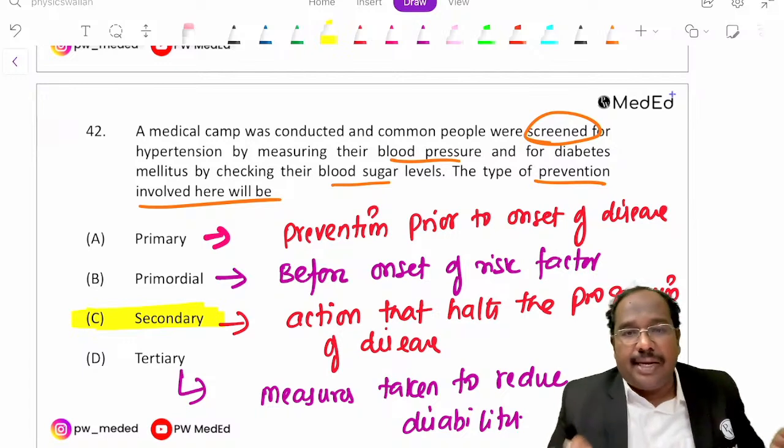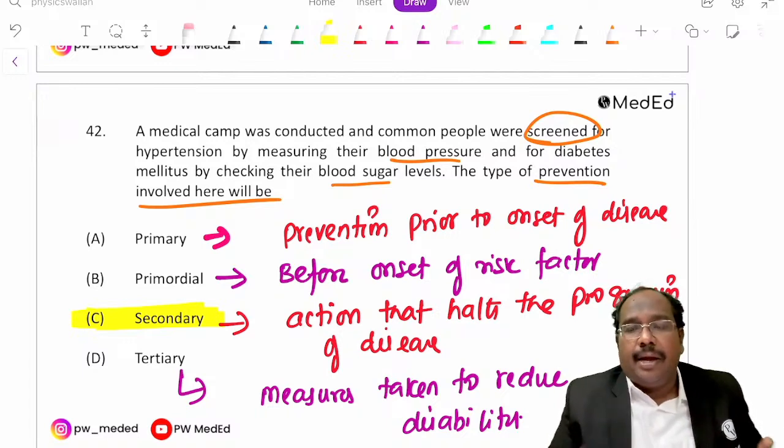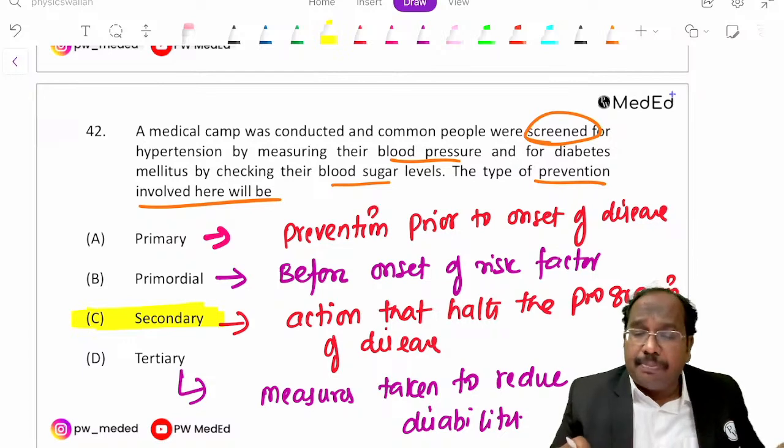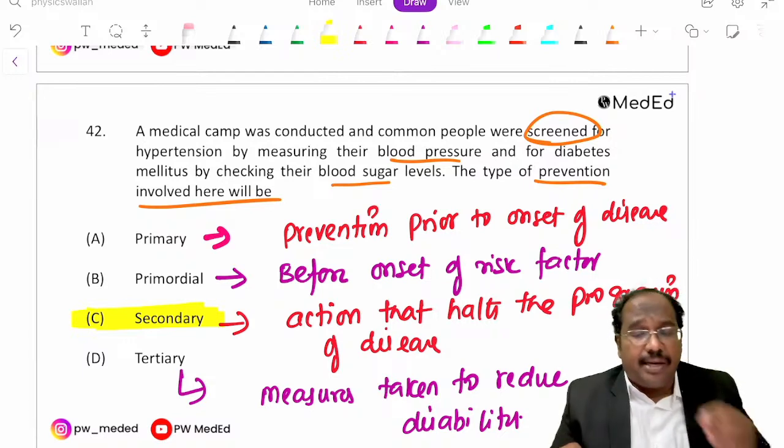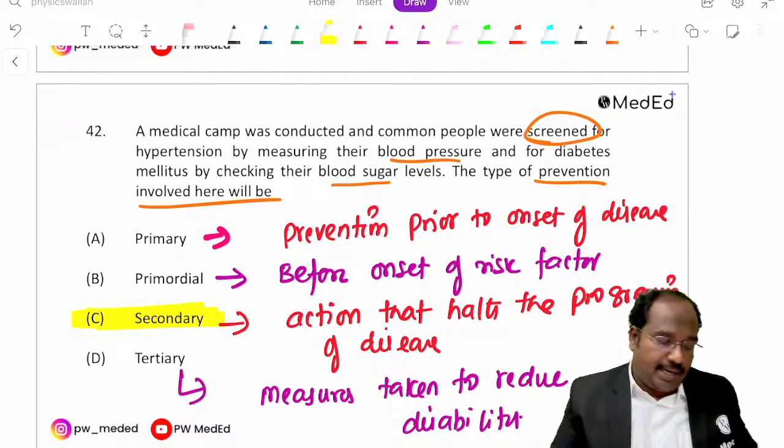Now, measures taken to reduce disabilities. Any screening means, what is screening? Any screening is secondary prevention. What is the purpose of screening? The purpose of screening is to search for cases. So it is secondary prevention.